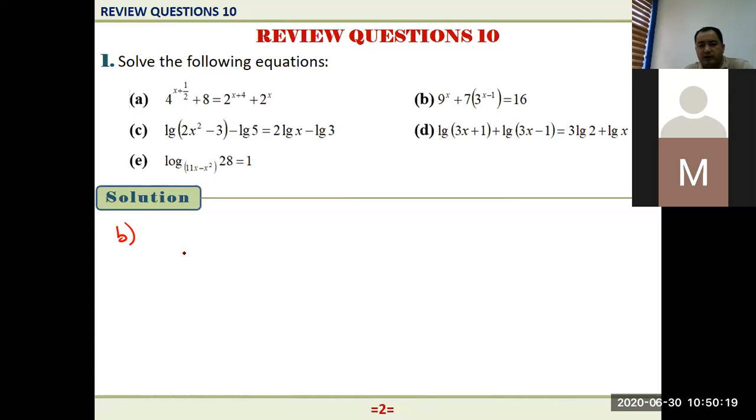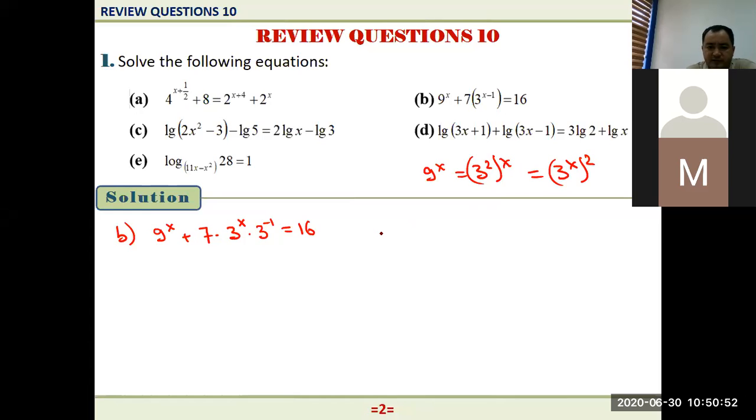Mengnuch, get ready for a very hard question. It's coming for you. So here we have 9 to the power x plus 7 times, this means times 3 to the power x. I can just write it as 3 to the power x times 3 to the power negative 1. On the right hand side, we have 16. And also we know that 9 to the power x is 3 squared to the power x, or I can just interchange these two things. And here we have 3 to the power x squared, right?